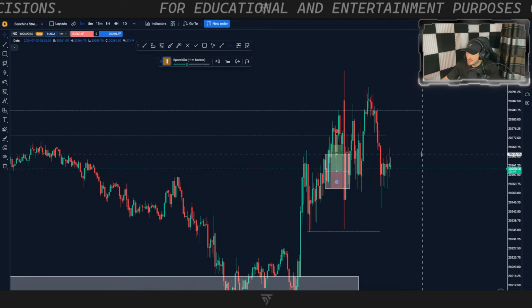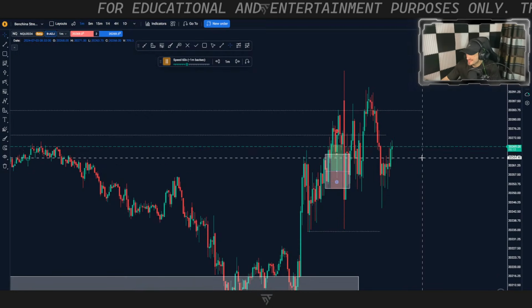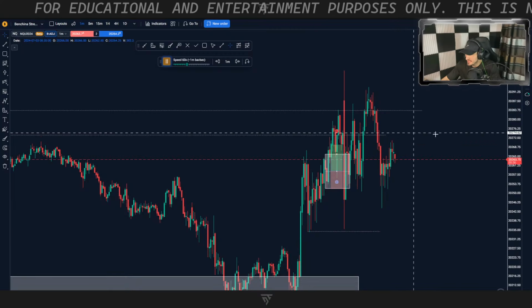But that's if you're taking trades with structure. If you're taking trades against structure, then it might get sticky.